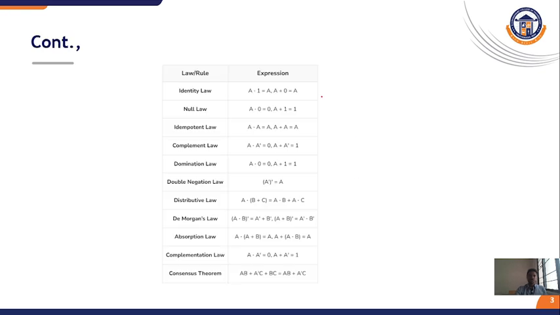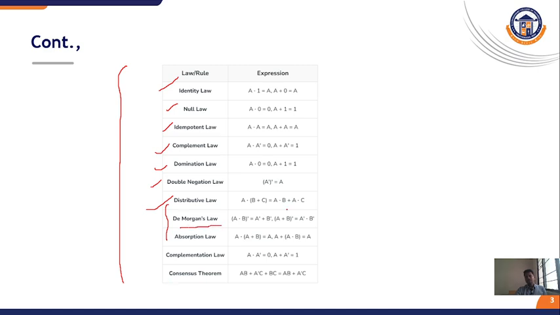For reducing Boolean functions, there are different techniques. The basic technique is Boolean postulates, Boolean theorems and Boolean laws. There are different Boolean postulates and laws, in which there are identity law, null law, idempotent law, complement law, domination law, double negation law, distributive law. These are all very important. De Morgan's law, absorption law, complementation law and consensus theorem.